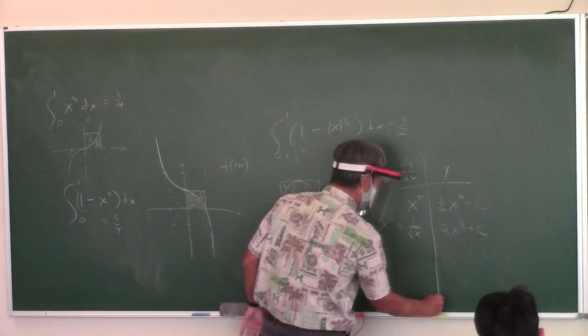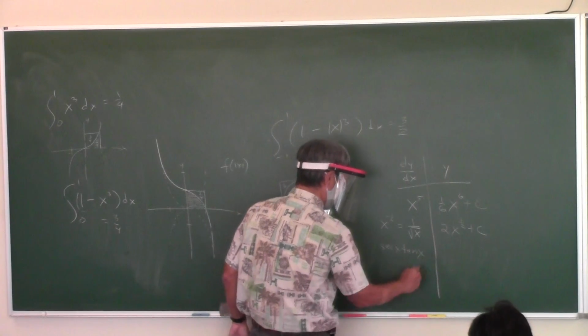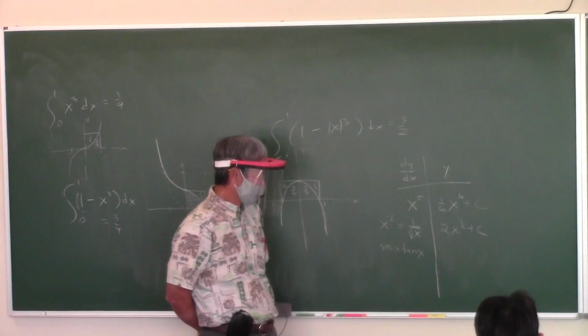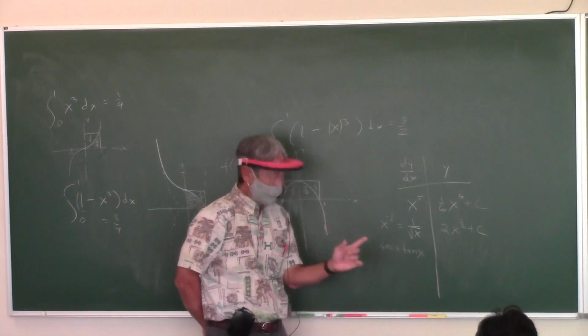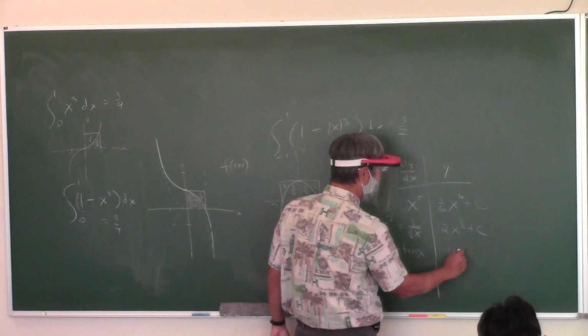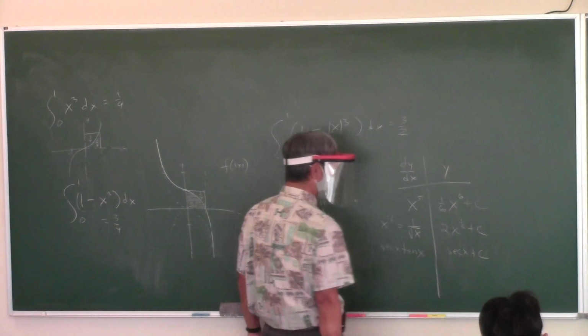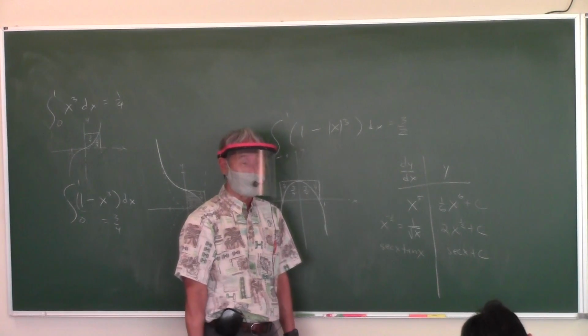Okay, you guys think you're good, yeah? Okay, what about that? What do I have to take the derivative of to get this? Secant x plus a constant. No, secant something else. Also, yeah, you gotta know your antiderivatives, that's right.